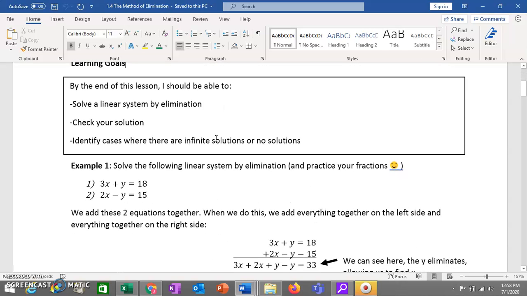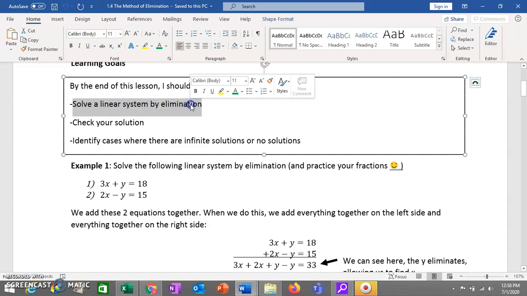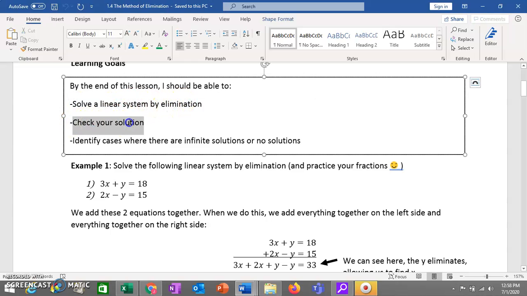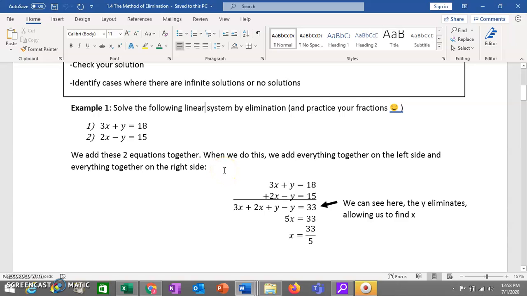Okay, so what we're going to be doing here is solving a linear system by elimination. So we're going to learn how to do that. Check your solution. There's not much else to say here. This is the same as it's always been, so hopefully that's review. And for elimination, identifying cases where there are infinite solutions or no solutions. Really, you only have one extra learning goal here because these two are the same as something that you've seen before. Left side, right side check, same thing as before. And it turns out that when you have infinite solutions or no solutions with elimination, it looks exactly like it does with substitution.